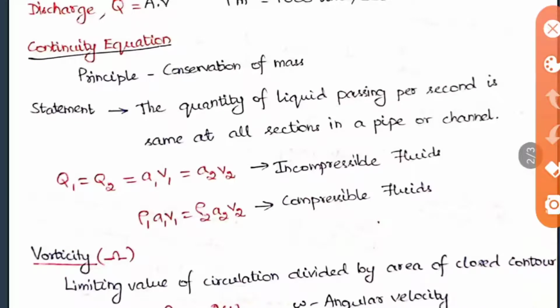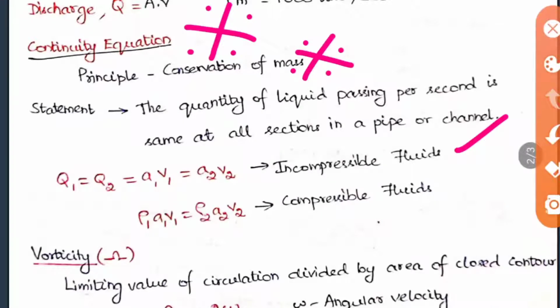The next thing we are going to see is the continuity equation. This is very important when it comes to fluid kinematics. This is based on the conservation of mass. We already saw the Eulerian method is based on conservation of momentum. Here it is based on conservation of mass. The statement is that the quantity of liquid passing per second is the same at all the sections in a pipe or a channel. So Q1 will be the same when the flow is constant in a pipe. Here Q1 is equal to Q2, so A1 V1 is equal to A2 V2. This is for the case of incompressible fluids. When it is a compressible fluid, you have to consider the density also.